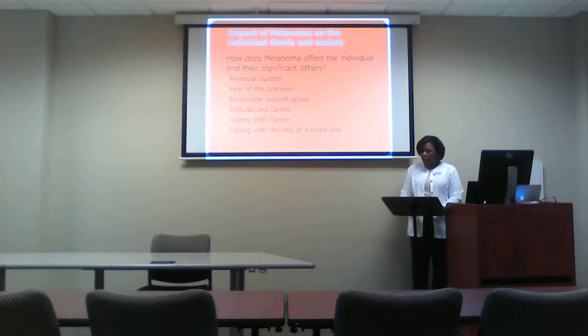The impact of melanoma on individual, family, and society. Financial burden. That can be a huge barrier. Melanoma can get pretty costly with the treatments and everything. Not only that, depending on the staging, you may not be able to work. Therefore, your family may become financially burdened. Fear of the unknown is scary. You don't know what to expect.